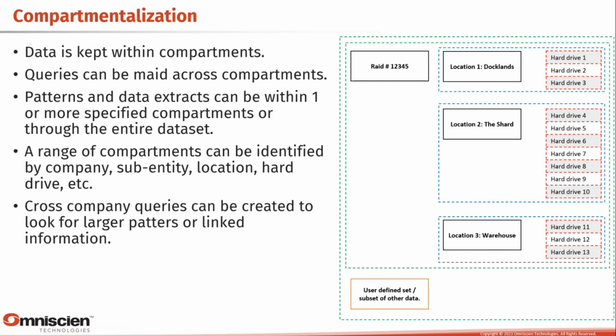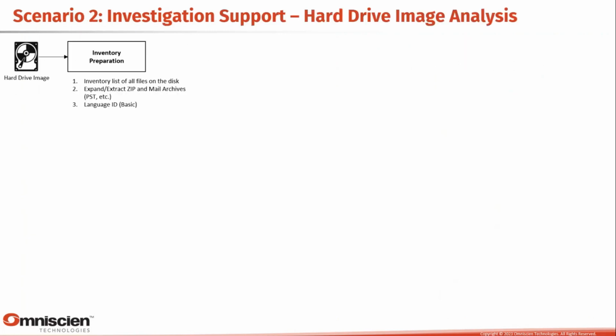Now, we want these kept in what we call compartments. We don't want the hard drive from number 4 impacting the analysis of content on the hard drive in number 2. But we may want to, at some point, cross over and share information and link information and things like that. So this is very important.